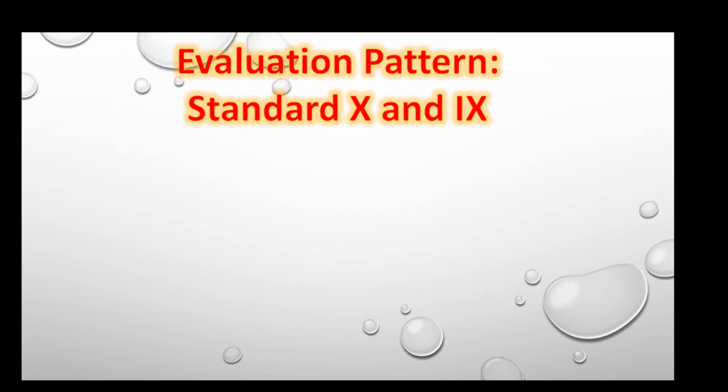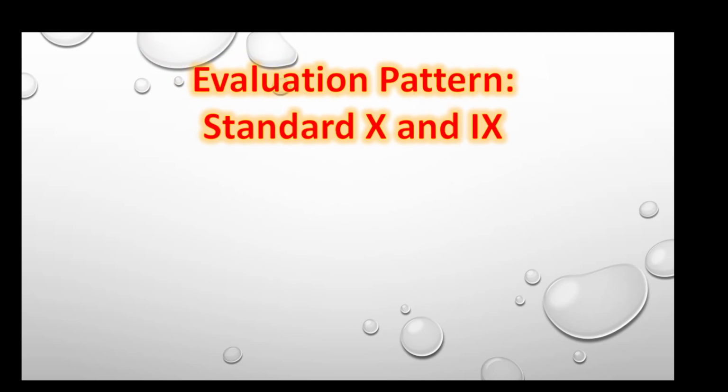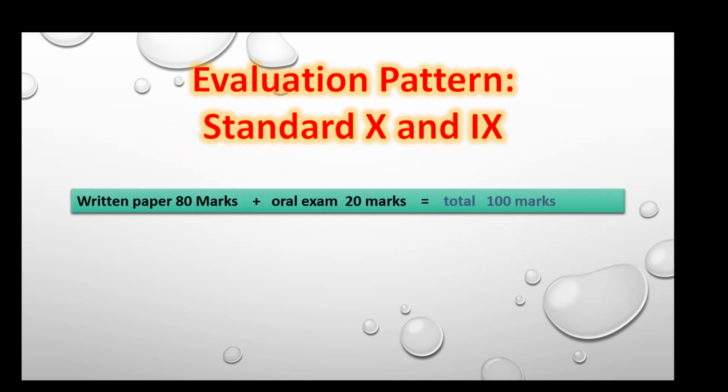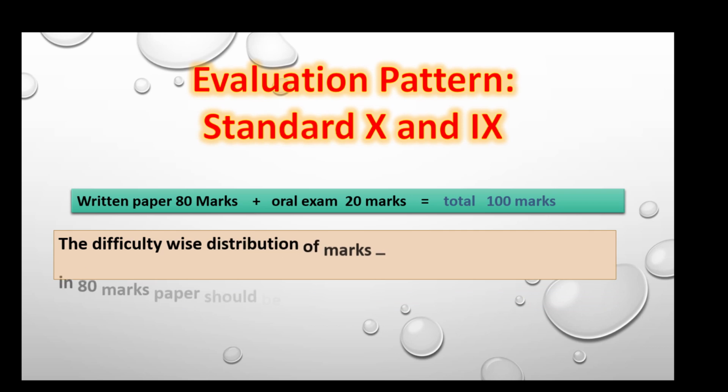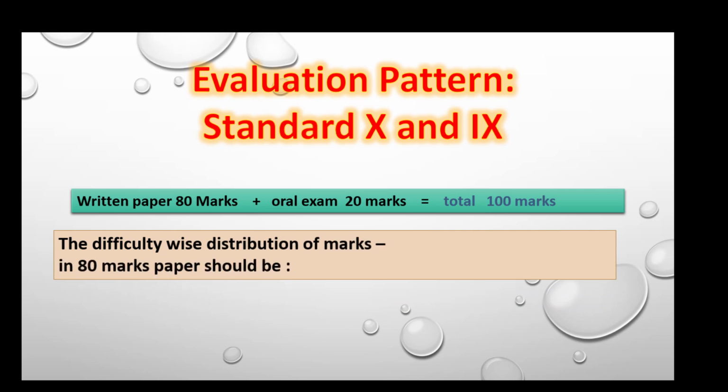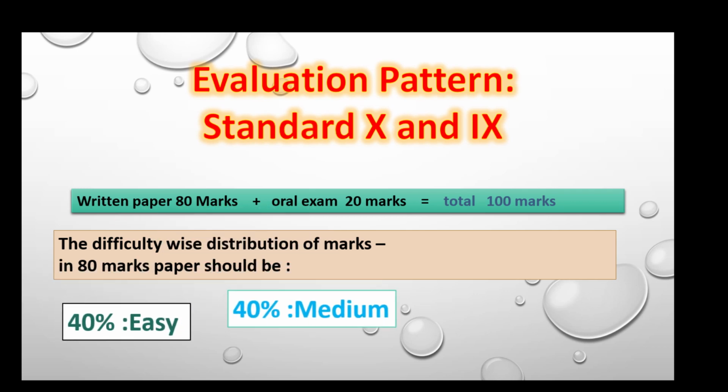Let's start. Evaluation pattern, standard 10 and 9th. You have to face a written paper of 80 marks plus an oral exam of 20 marks. Total 100 marks are there, and the difficulty wise distribution of marks in the 80 marks paper should be 40% easy, 40% medium and 20% challenging.